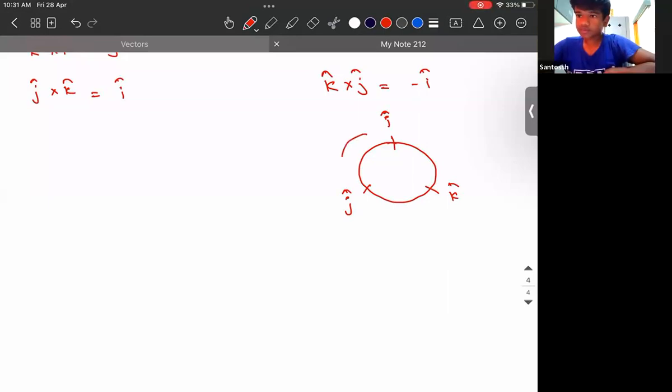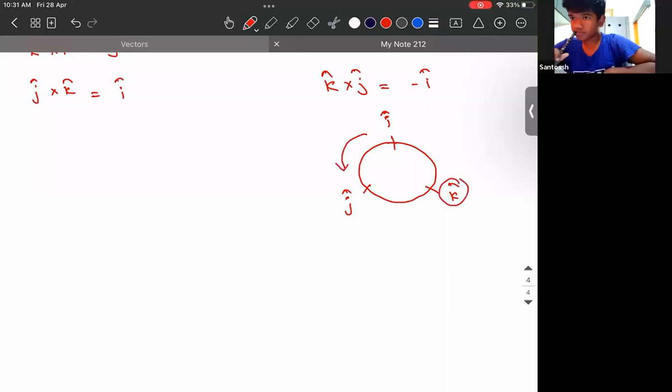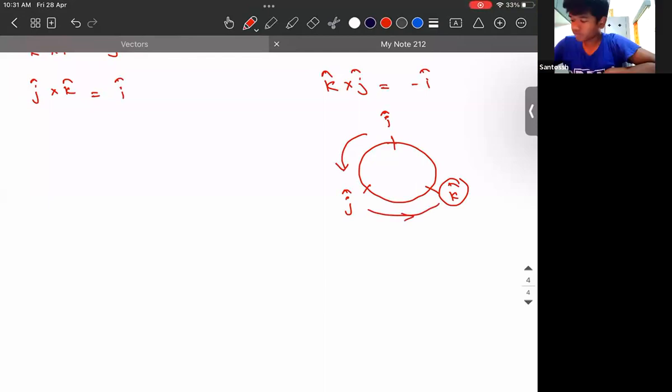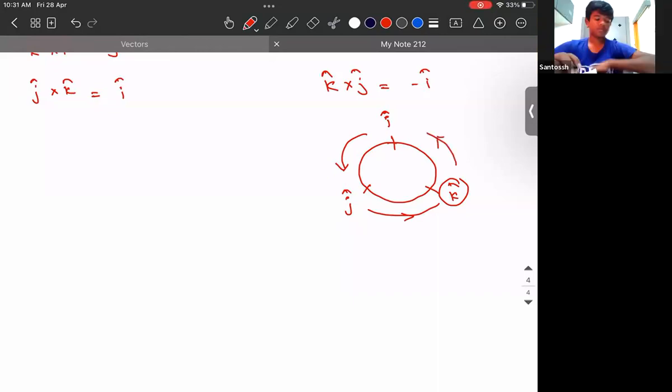When you do I cross J, you get K cap. When you do J cross K, you get I cap. Are you able to understand what I'm saying? When you do I cross J, when you come in the anti-clockwise direction, you get K cap. When you do J cross K, you get I cap. When you do K cross I, you get J cap.